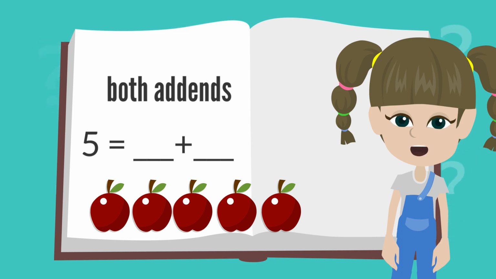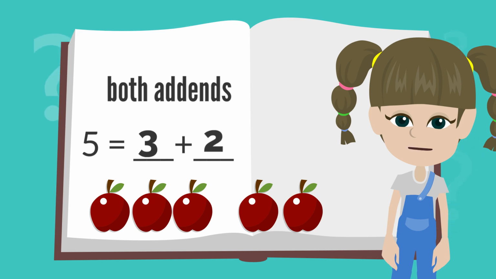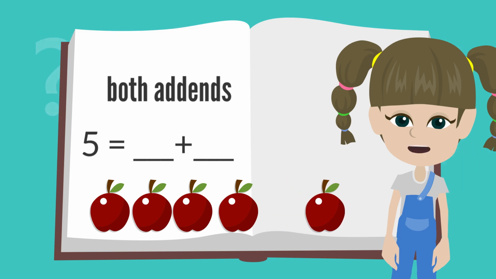So to find the addends, we can put 3 apples in the first group and 2 apples in the other group. So 3 plus 2 equals 5. Or we can divide it into 4 apples in the first group and 1 apple in the other group. So 4 plus 1 equals 5.